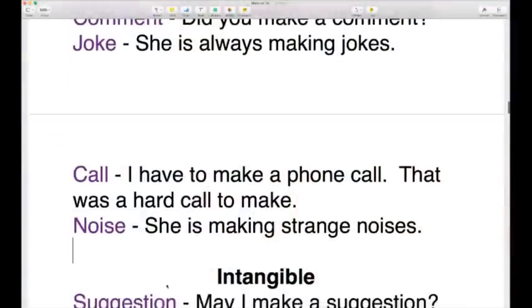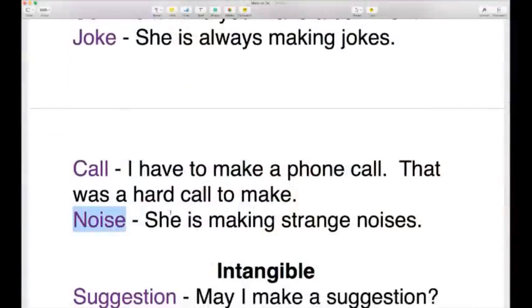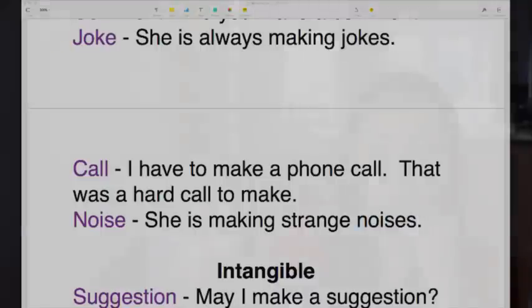So we also use make when we're talking about noise. She's making strange noises, because we're talking about noises, not a noise. So imagine an old lady has collapsed on the street, and we're going, is she all right? I don't know. Is she okay? I don't know. She's making strange noises. She's making very strange noises.